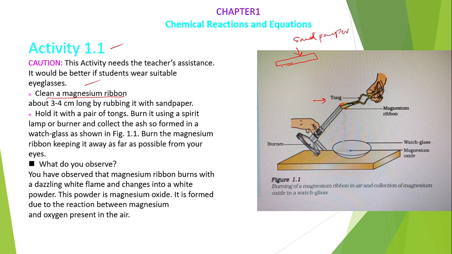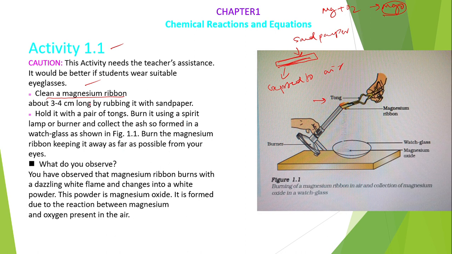rub this magnesium ribbon? Because if this magnesium ribbon is exposed to air, magnesium combines with oxygen, you will get MgO. So this is a stable compound. It may be deposited on the surface of this magnesium ribbon. That's why we have to clean this magnesium ribbon first.